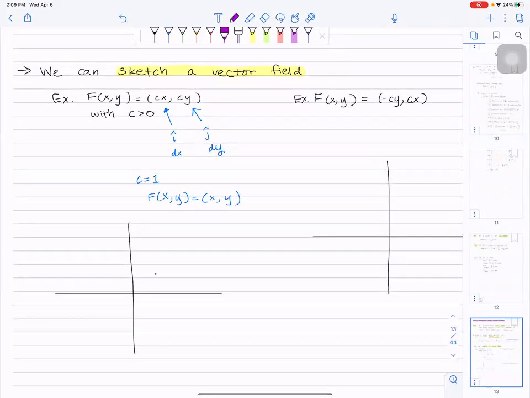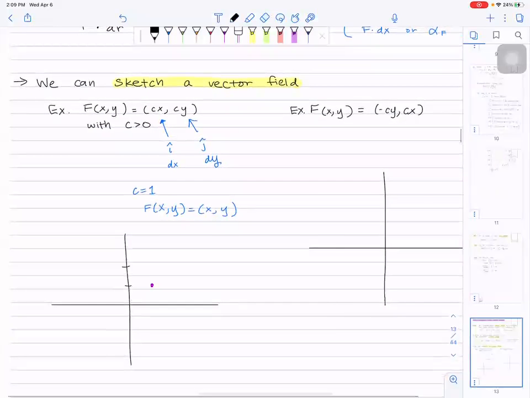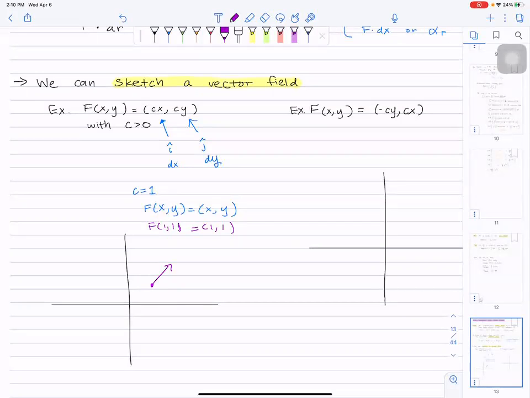This means if you are at a point 1, 1, then f of that gives you 1, 1. So you have a vector increasing 1 to the right, increasing 1 up. If you had some point here that is 0, 1, then you have a vector going 0 to the right, but 1 up. That's this vector. And over here, f of -1, 1, you have a vector going left 1, up 1. That would be this one.